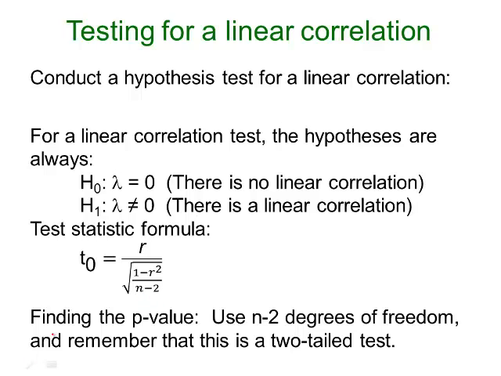When you go to find the p-value, since this says t right here, that means we're using the t distribution, and we'll use n-2 degrees of freedom. And remember when you're doing that it's a two-tailed test, so you'll find the area under the t distribution and then multiply that value by 2 to get your p-value.